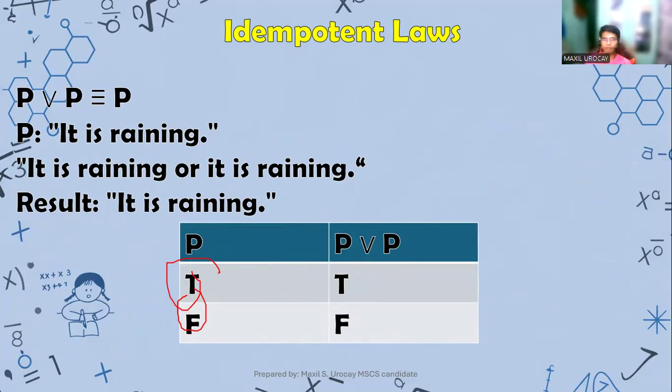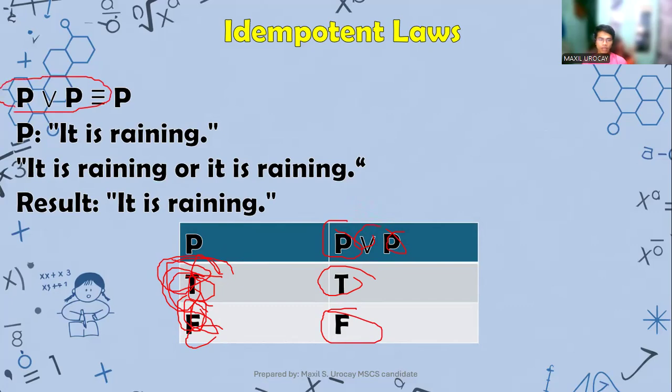So, we are adding. So, T, we have the P, F, T, and F. So, P or P, we're adding T plus T. It will become T. F plus F, it will become F. That is correct. So, they are equivalent.